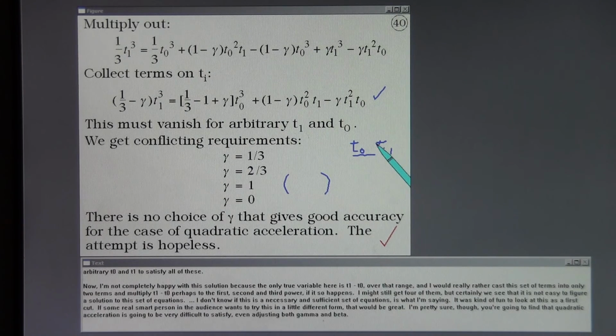Now you might still get four of them, but certainly we see that it's not easy to figure a solution to this set of equations. I don't know that this is a necessary and sufficient set of equations is what I'm saying, but it was kind of fun just to look at this as a first cut. If some real smart person in the audience wants to try this in a little different form, that would be great. I'm pretty sure though you're going to find that quadratic acceleration is going to be very difficult to satisfy, even adjusting both gamma and beta.